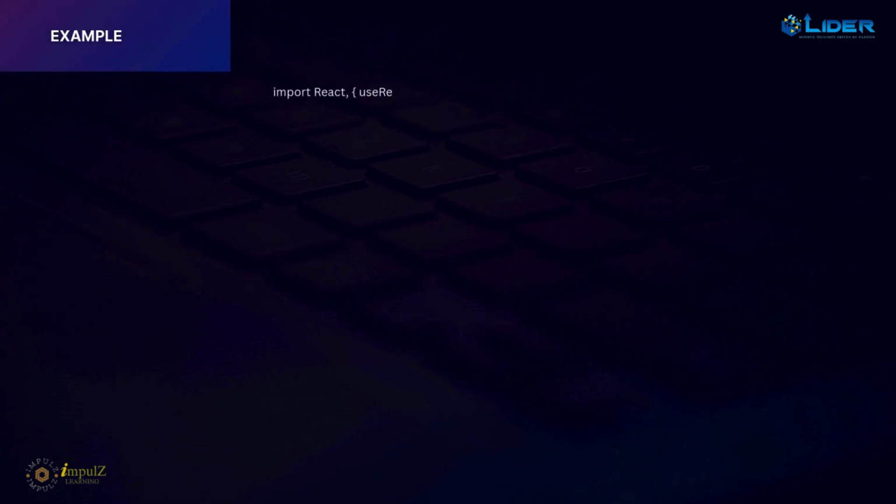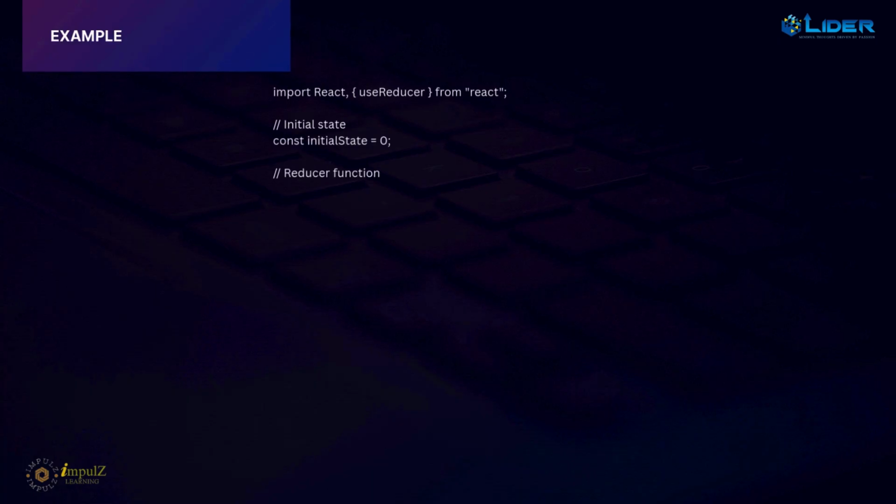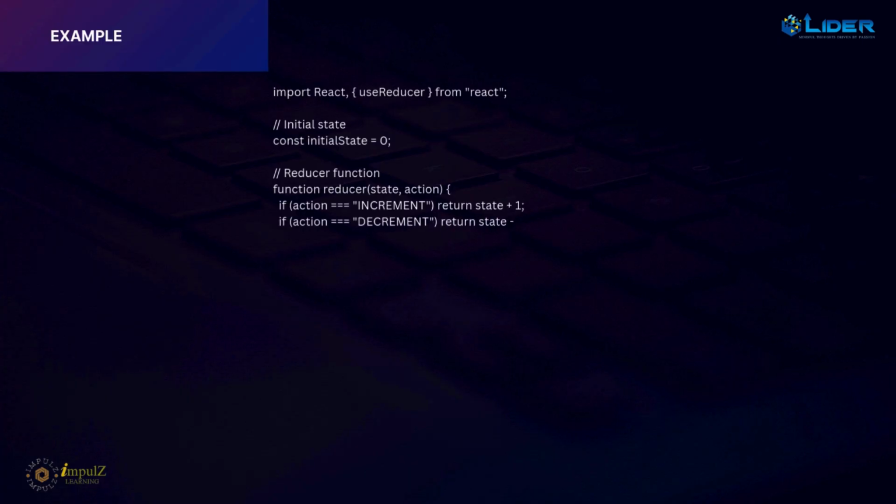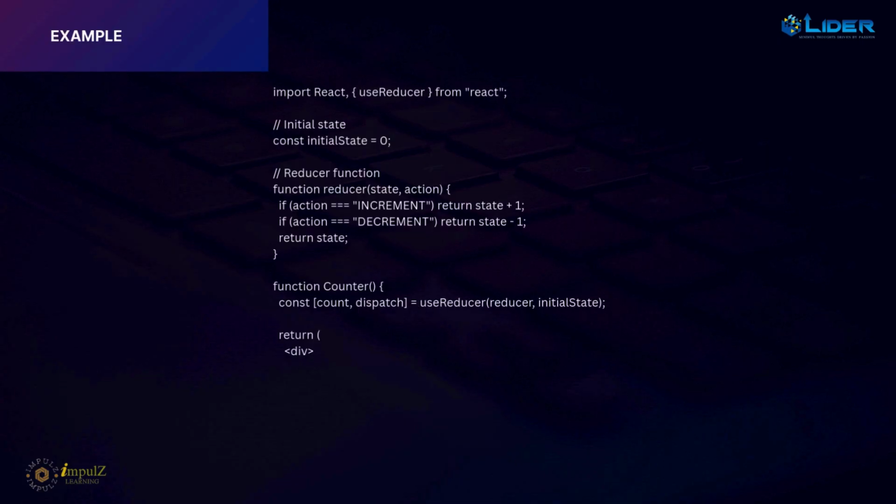Here's a simple counter example to show how useReducer works. We start with an initial state of 0. The reducer function decides how the state changes. Clicking the plus button dispatches increment to increase the counter, and clicking minus dispatches decrement to decrease it. We can also add a reset action to go back to 0.